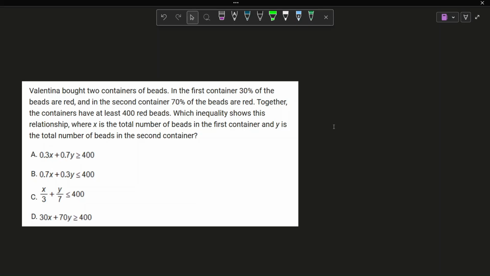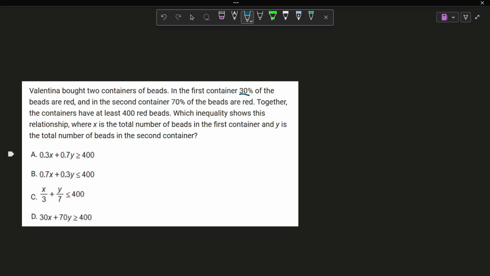In the first container, 30% of the beads are red, and in the second container, 70% of the beads are red. Together, the containers have at least 400 red beads. Which inequality shows this relationship where x is the total number of beads in the first container and y is the total number of beads in the second container? All right, essentially what this question is telling us is the first container has 30% red beads, and in the second container, 70% of the beads are red.